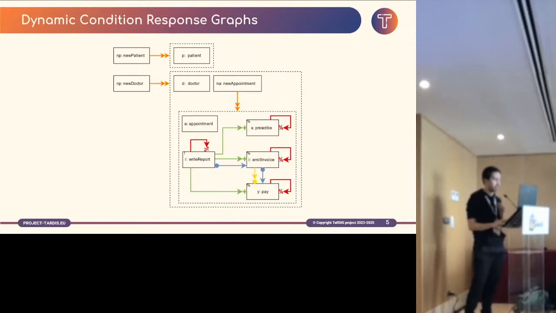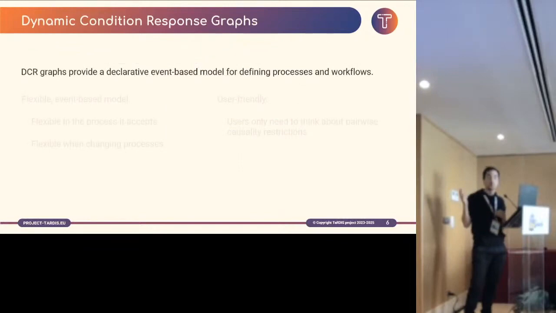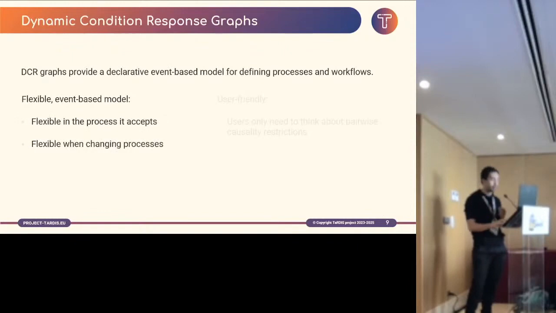Okay, so dynamic condition response graphs, as I previously stated, are declarative event-based approaches to business processes. As such, they are quite flexible when it comes to program acceptance and changing programs, since we only have to reason about pairwise events, pairs of events. This also makes it quite user-friendly.